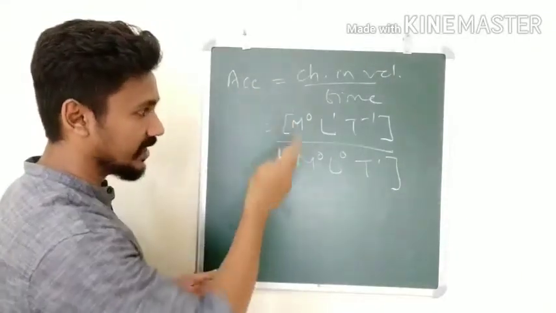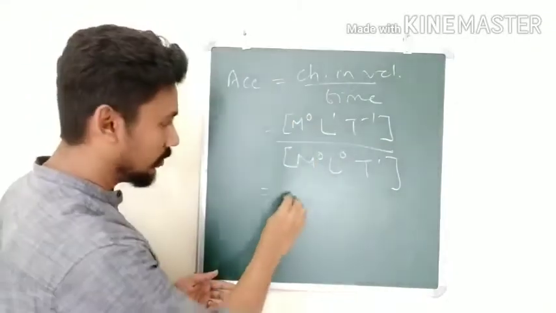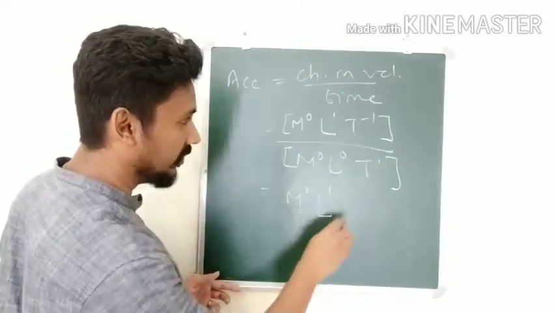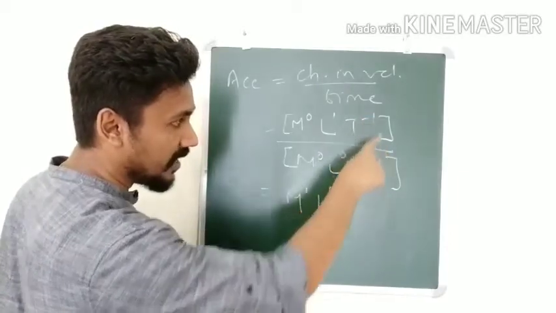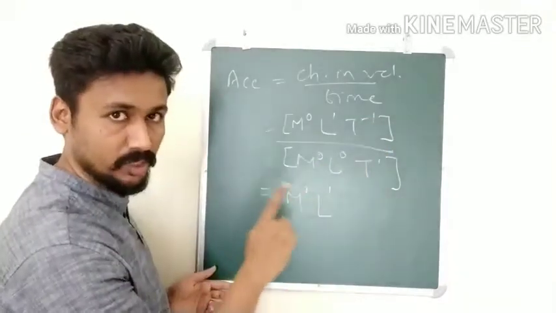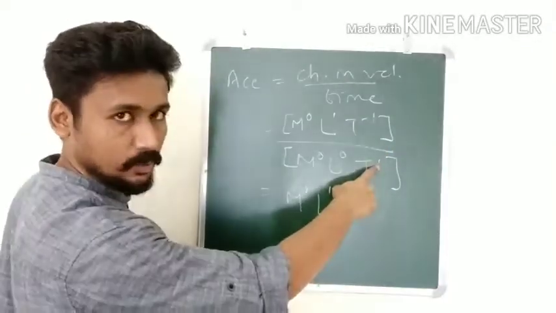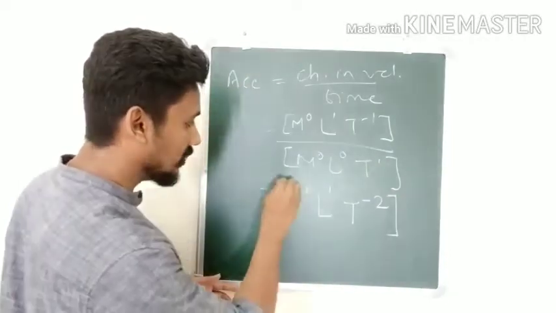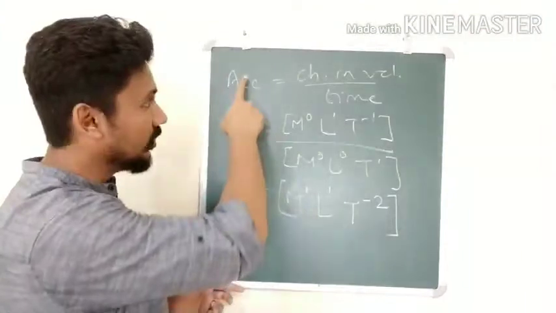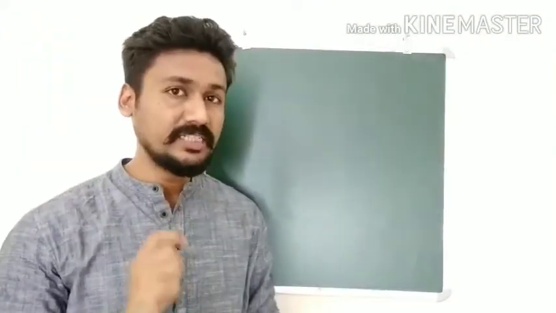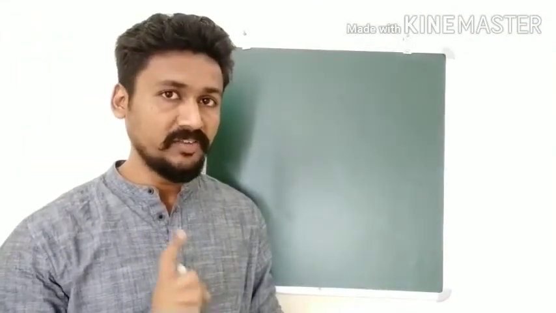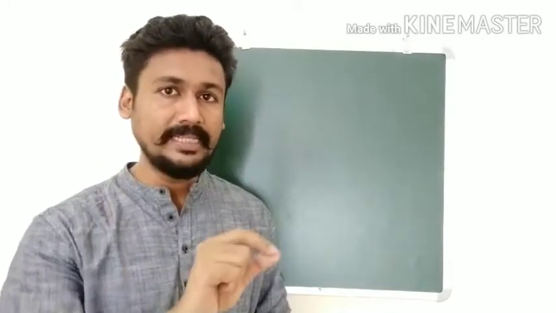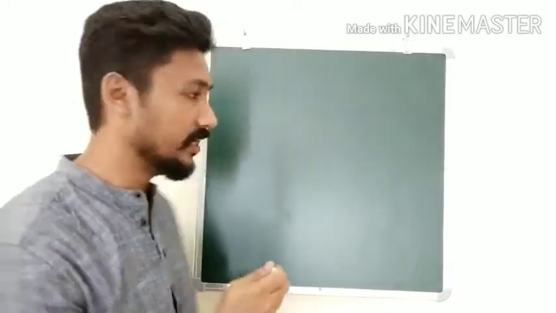So for acceleration I will get M0 upon M0, this will be still M0, L1 by L0, it will be L1, T to the power minus 1 upon T to the power 1. What will happen? Minus 1 minus 1, so I will get T to the power minus 2. So this will be the dimensional formula for acceleration. We will see one more, the others you will figure out on your own. Of course, all you have to do is write the formula and then put the dimensions. Very easy, you can figure it out.